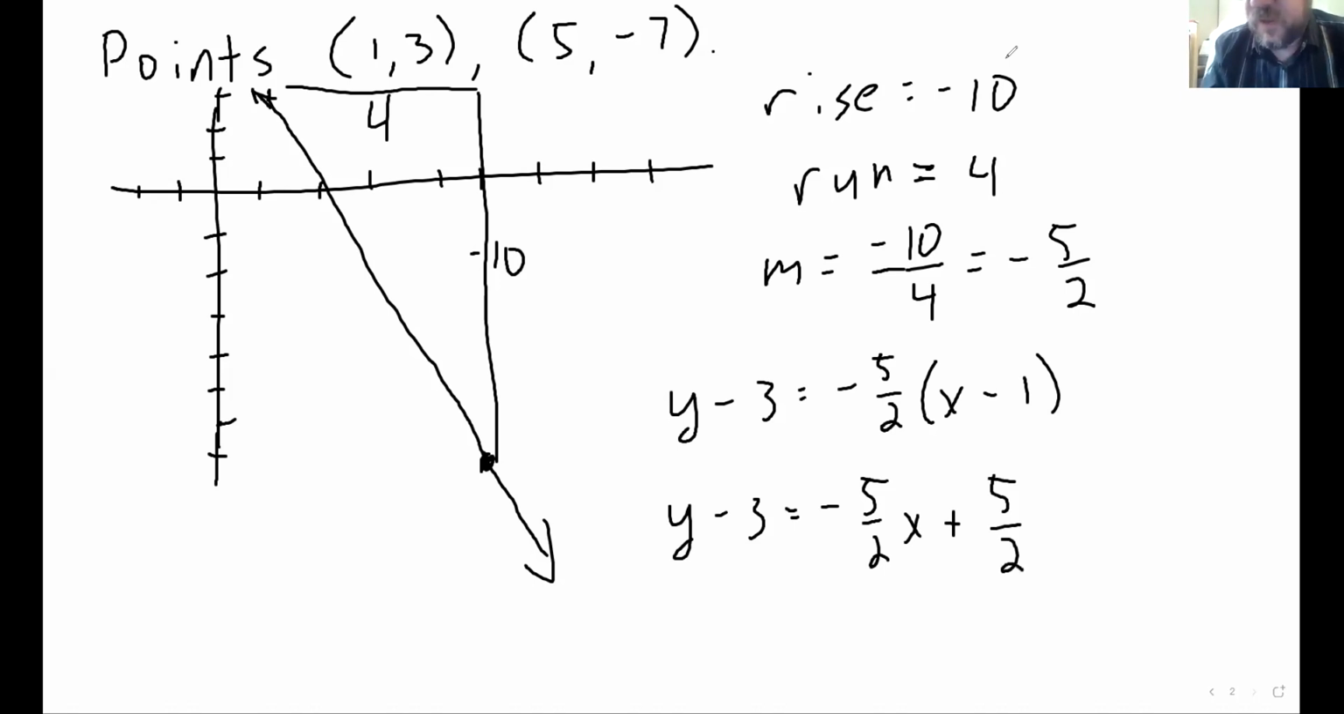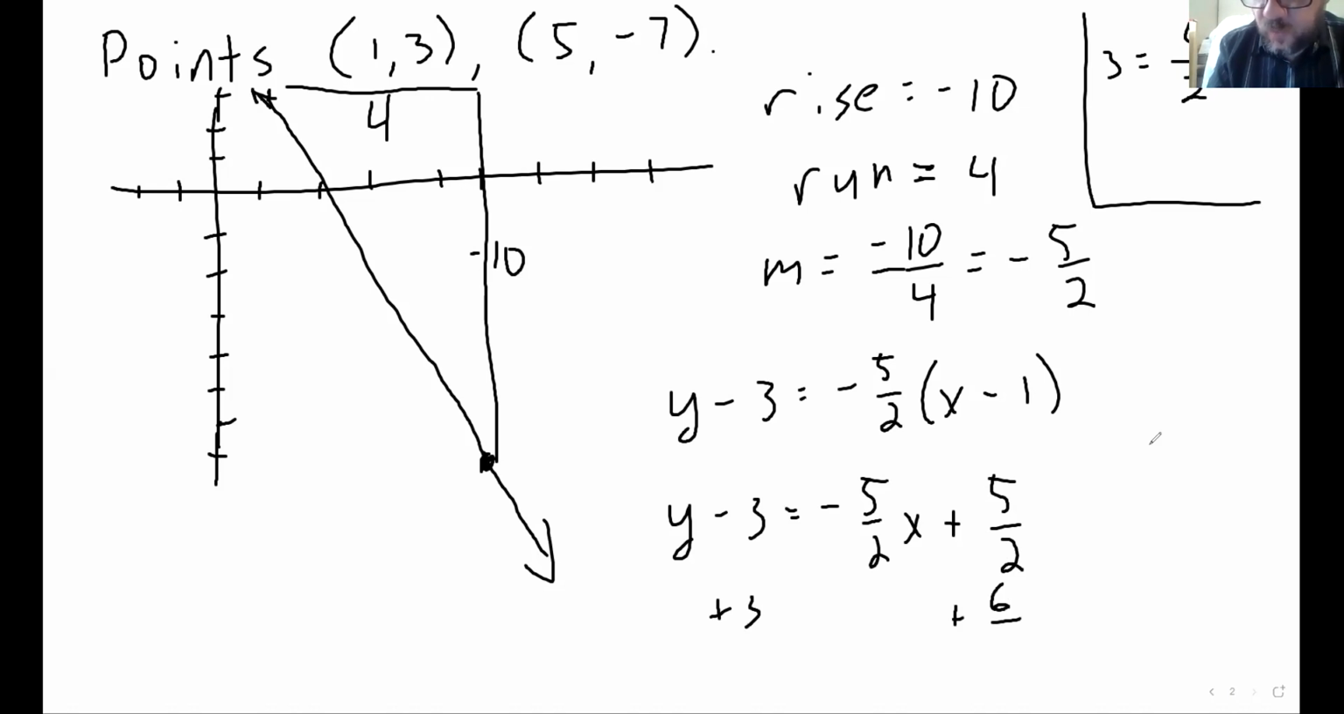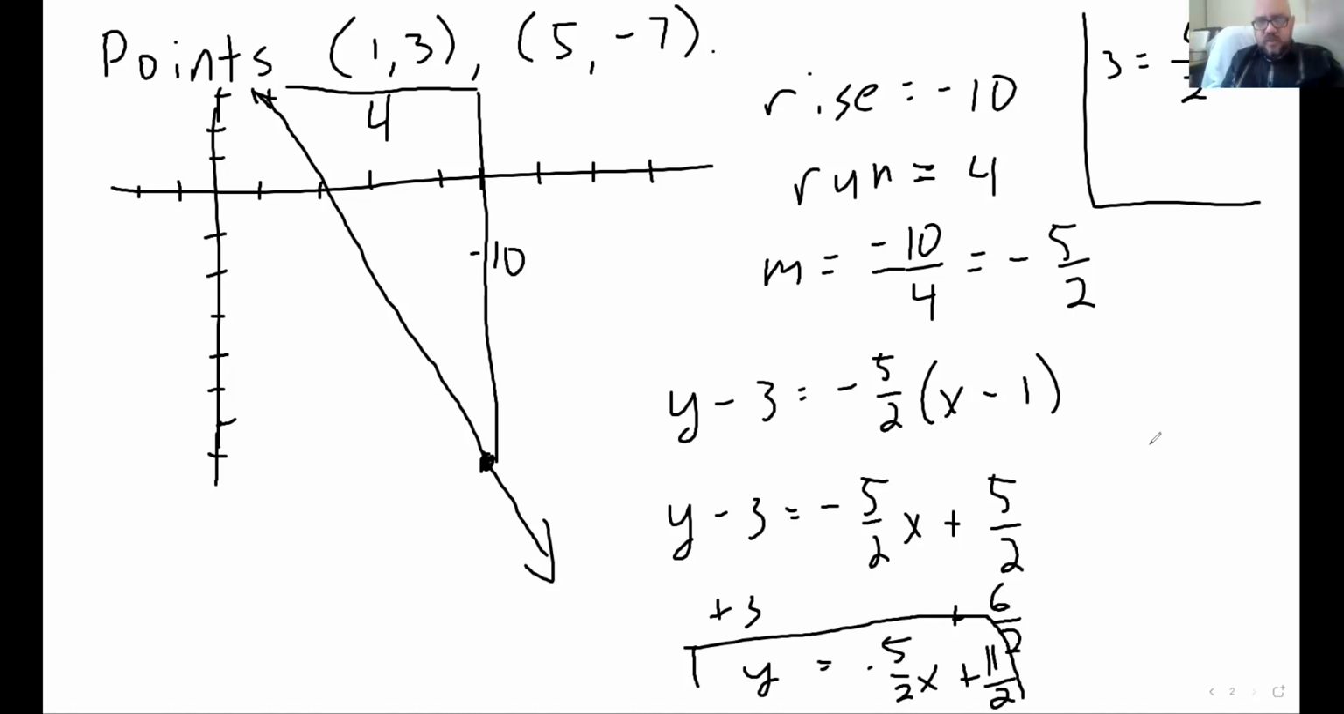Now 3, let's go off to the side here. I'm going to need to add it over here, so I need to get a common denominator. My common denominator is going to be 2. So the question is, what over 2 would give me 3? I hope it's clear that it's a 6. So I'm going to add 3 on the left, but I'm going to add 6 over 2 on the right. Those are the same thing, so that's okay. So y equals -5 over 2 x plus 11 over 2. That's my equation: -5/2 x plus 11 over 2.